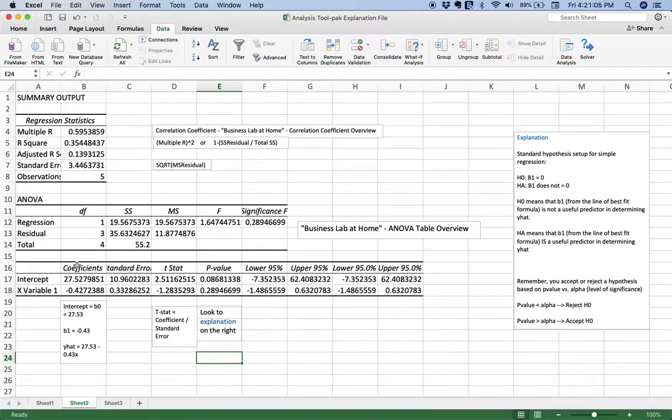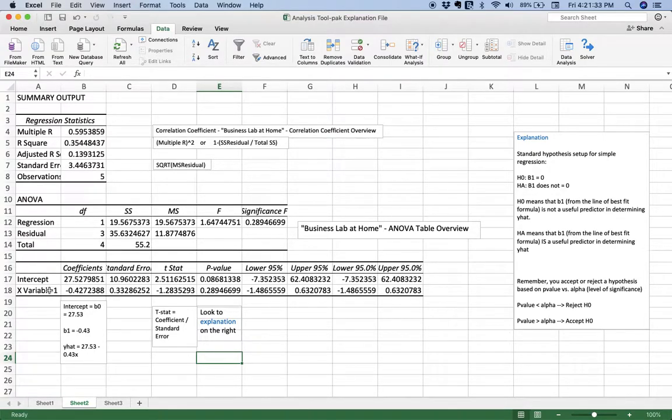A coefficient is really, in that formula, going to be a constant value that you plug in. So for instance, the intercept coefficient: we know that b naught in your y hat equals b naught plus b1x formula is your y-intercept. So this intercept is referring to that y-intercept, and it's letting you know that your b naught, the coefficient for the intercept, is about 27.53. So the intercept is b naught, which equals 27.53.